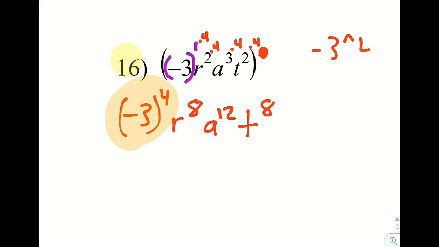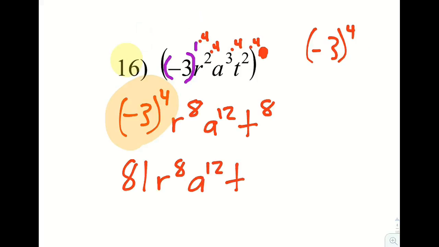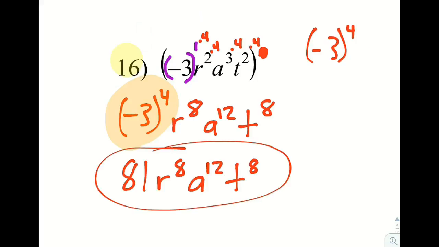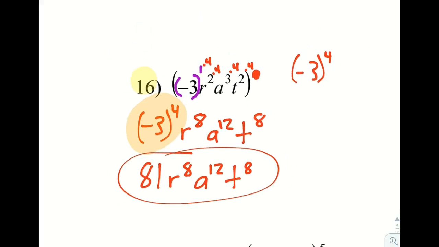Instead, what you want to do is make sure you use those parentheses. So -3 times -3 is +9, times -3 is -27, times -3 is +81. And when you do problems like this, I want you to clean it up and get that number to a single number. So we'll have 81, r to the 8th, a to the 12th, t to the 8th. And these letters don't combine because they are totally different. So that is your final answer.